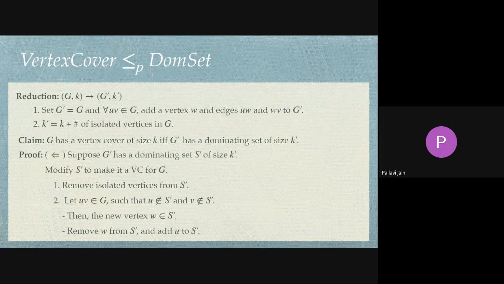So all I'm saying is that if U and V are in S prime, then we are fine, right? Because what do we want S prime to be? We want this S prime to be our vertex cover, right? So if U and V are in S prime, we are fine, no problem. But if they are not, then what can we do?